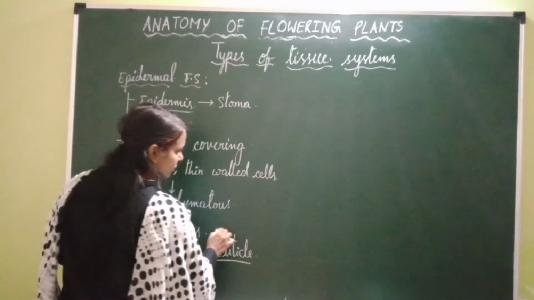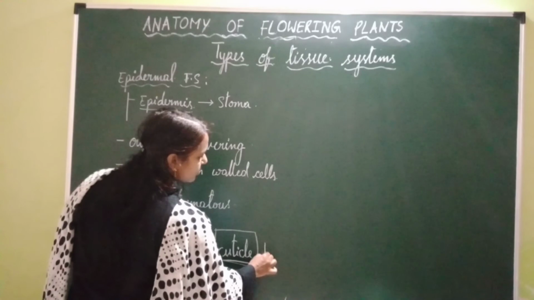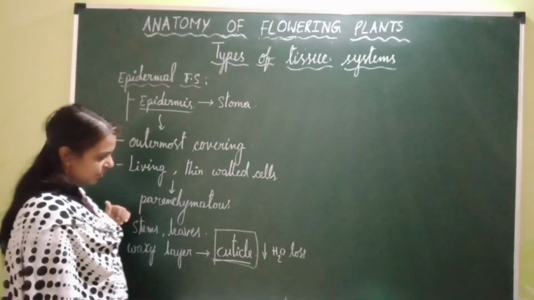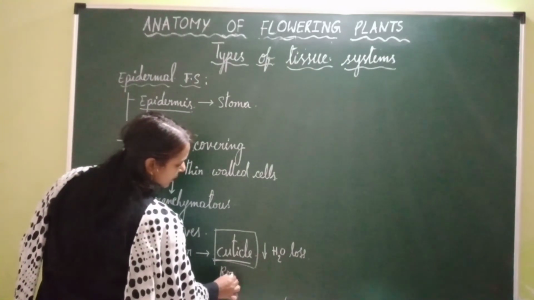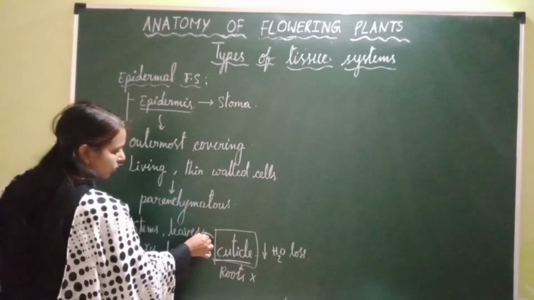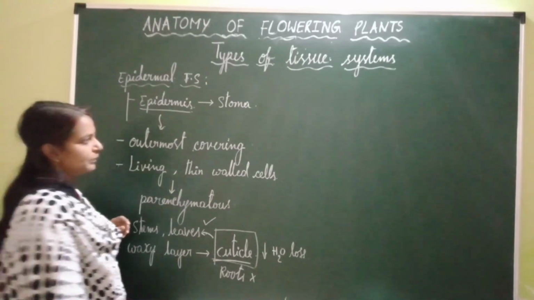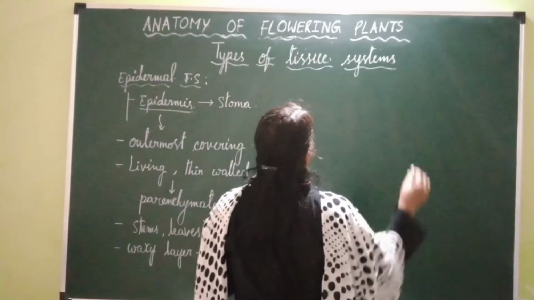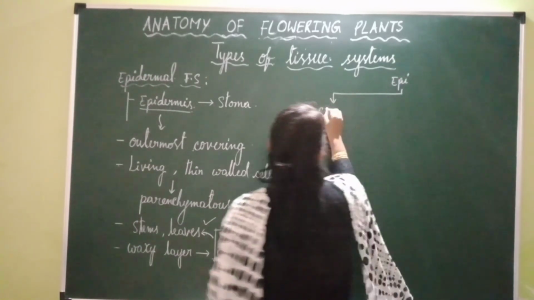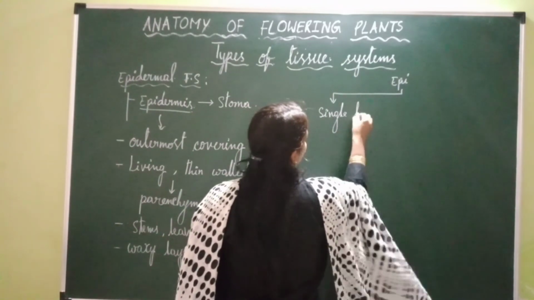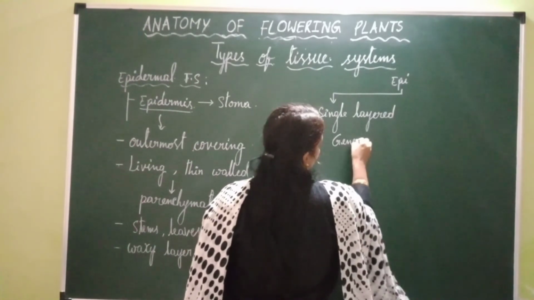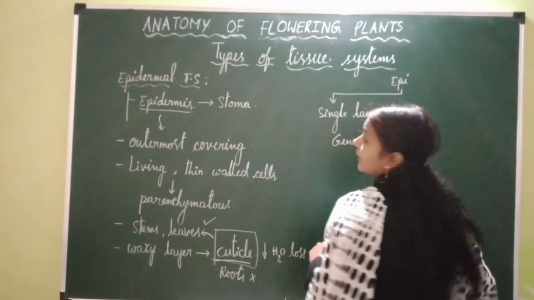So what is the function of this cuticle? The function of cuticle is to reduce the rate of transpiration, that is water loss. This cuticle is absent above the epidermis of roots. It is present only above the epidermis of stem and leaves, that is aerial parts of the plant. Generally this epidermis is single layered, but in some plants it can be multi-layered.